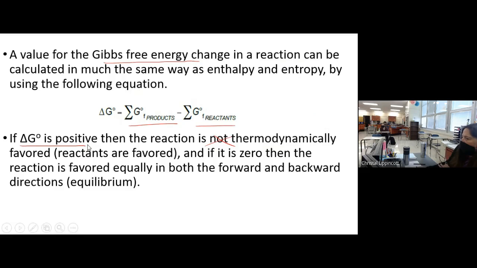Okay. Now, think about that though. If it's not thermodynamically favored one way, then if you reverse the reaction, that one will be. So whichever way is thermodynamically favored, the reverse of that reaction is going to be thermodynamically unfavored.